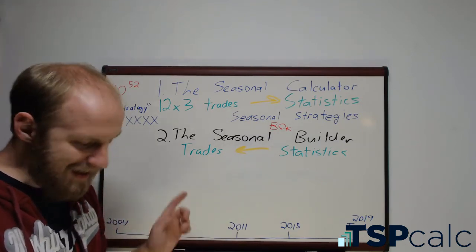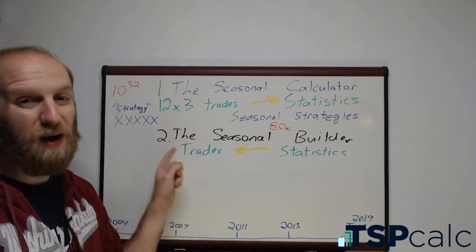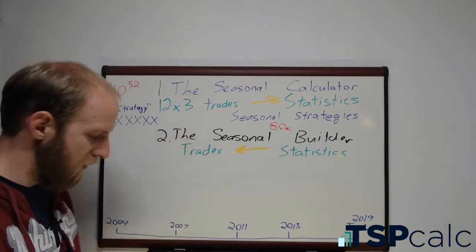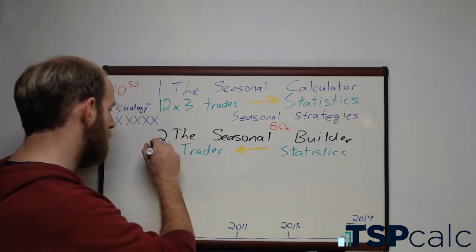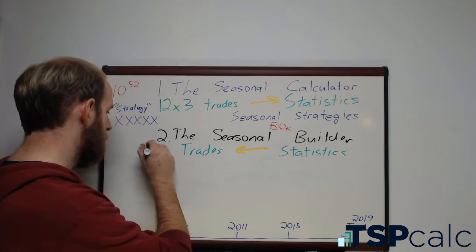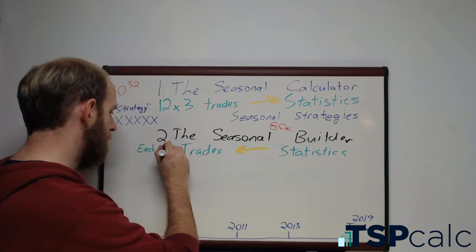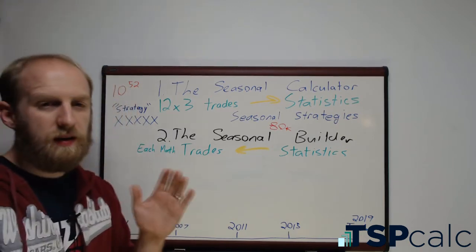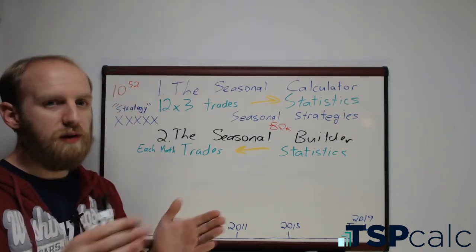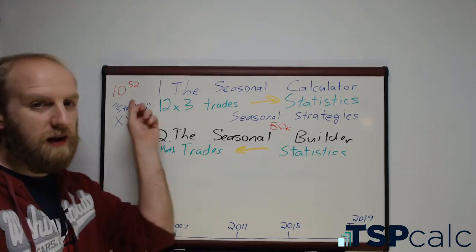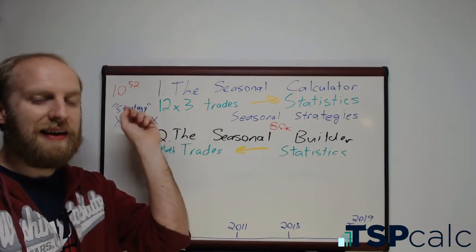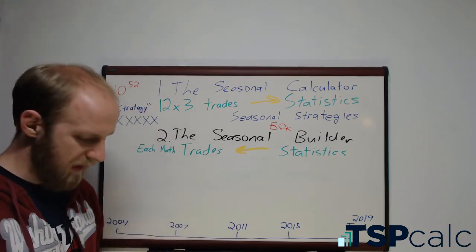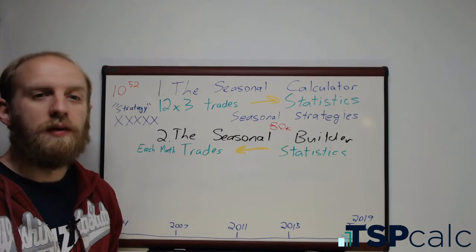And the key difference between these two tools, how this is possible, is instead of looking at 12 times 3 trades, it's only looking at 1 month, each month. Each month, okay? So when you break the whole year down into 12 chunks, into 12 months, instead of having 10 to the 52 possibilities, each month independently has like 3 to 500,000, okay? That's solvable. So that's what I did.